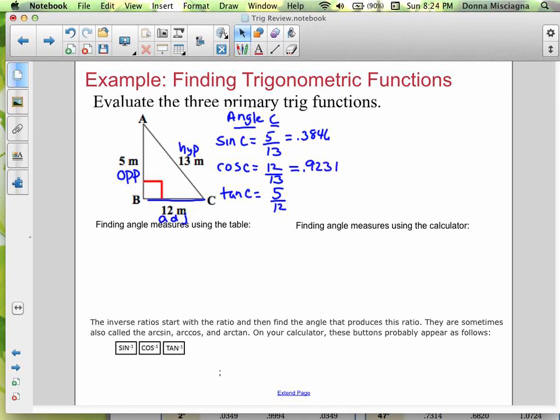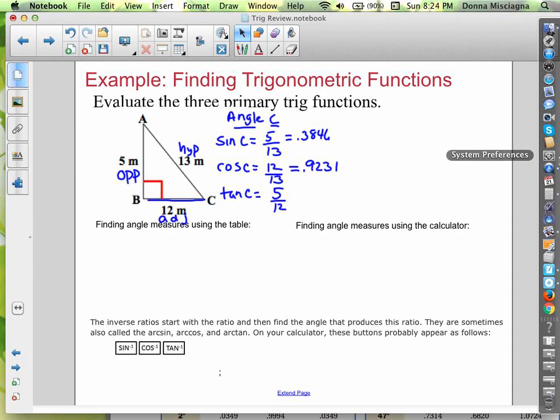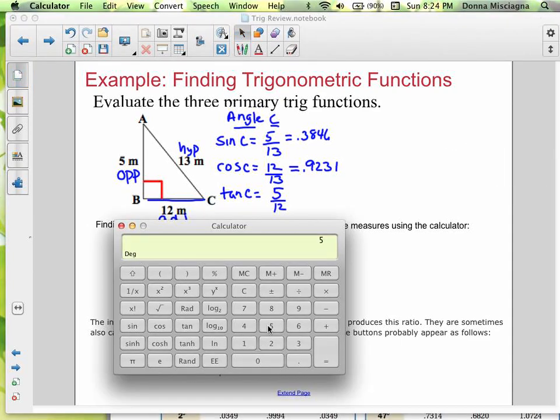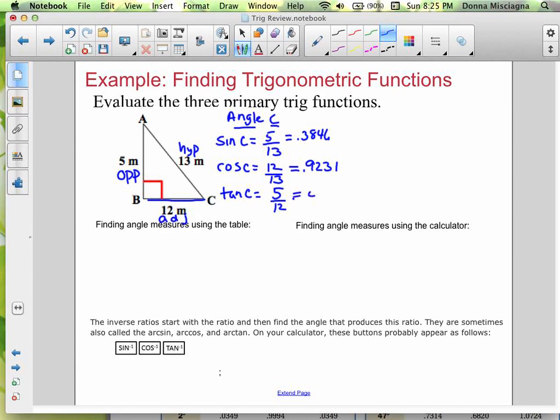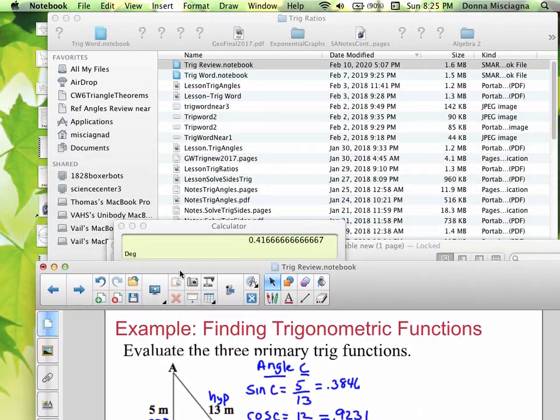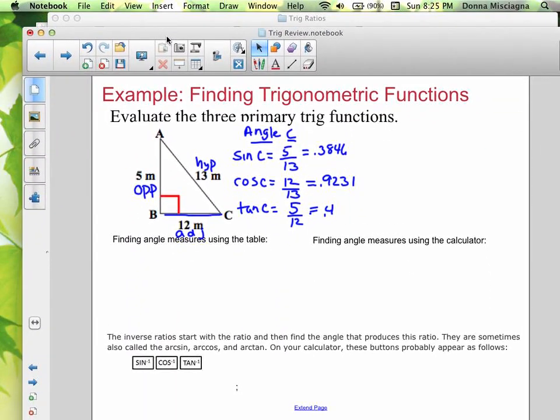And let's get it one more time for 5 divided by 12. That's 0.4167. I accidentally said 4 instead of 0.4. Sorry.